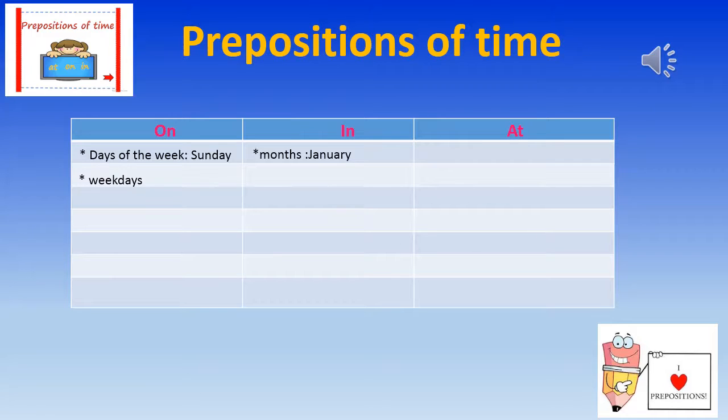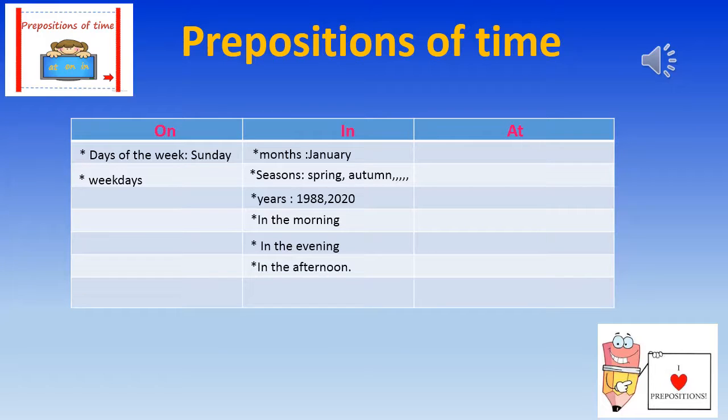Also, I use in before the seasons. How many seasons have we got? Spring, autumn, summer, winter. In summer, the weather is hot. So, again, I use in before the month of the year, before the seasons, before the years, in the morning, in the evening, in the afternoon. Okay?